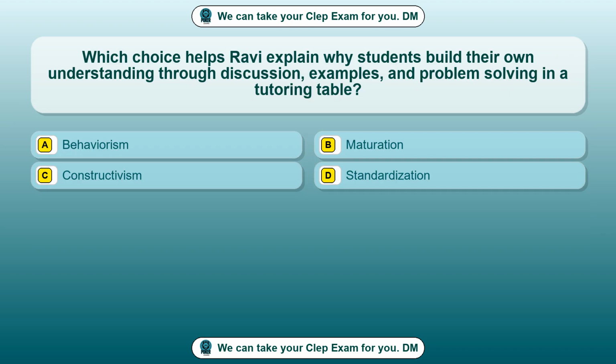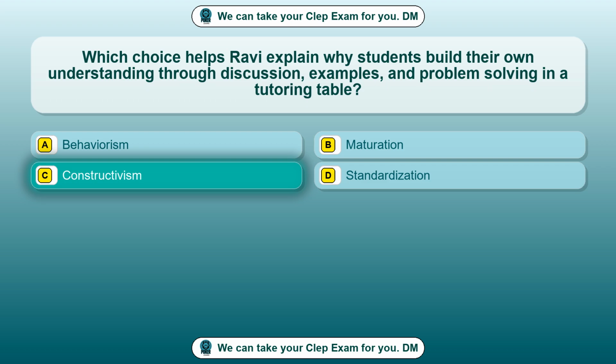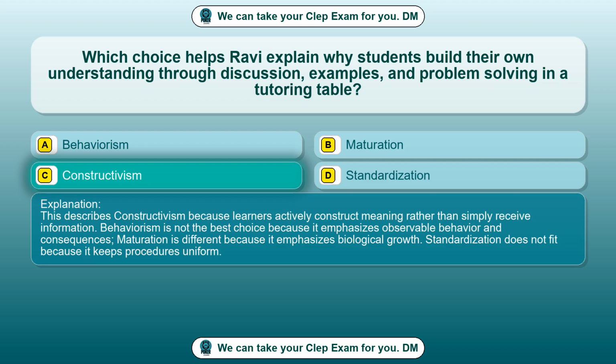Question 46. Which choice helps Ravi explain why students build their own understanding through discussion, examples, and problem solving in a tutoring table? Option A, behaviorism. Option B, maturation. Option C, constructivism. Option D, standardization. The correct answer is option C, constructivism. This describes constructivism because learners actively construct meaning rather than simply receive information.